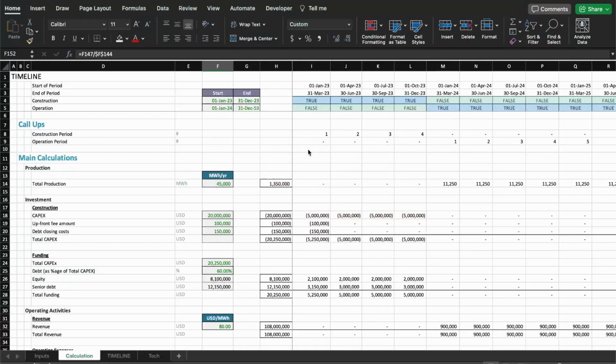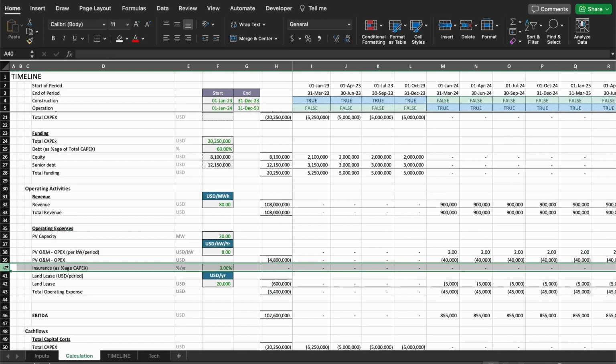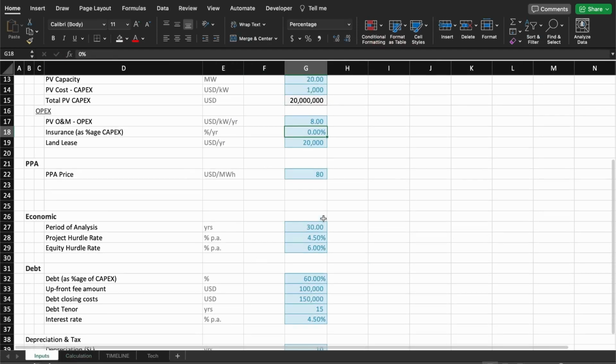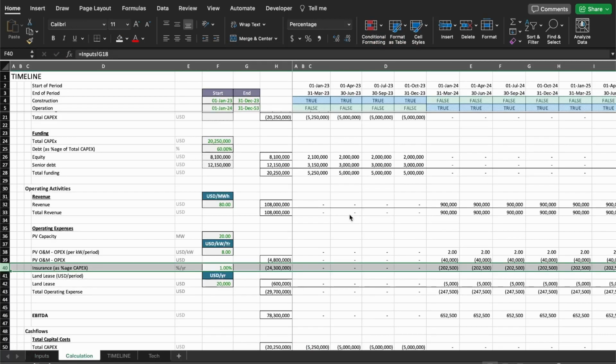So let's go back to the model and see how the insurance is being calculated in here and what exactly the person meant by saying that the insurance as a percentage of capex is incorrect. Scrolling down here, we have the insurance as a percentage of capex. Right now we have 0 here, but I'm going to change it. I'm going to put a 1% in here, okay? And as you can see here, we have the calculation.